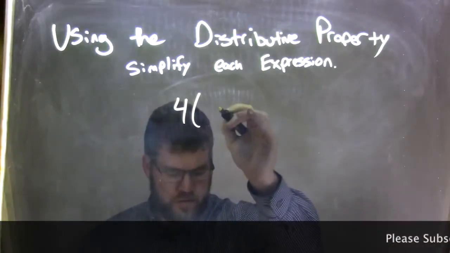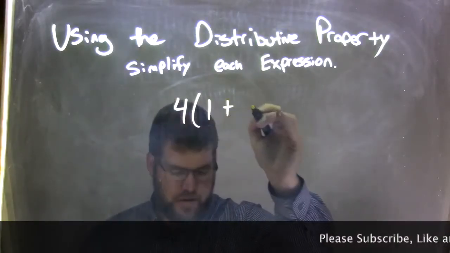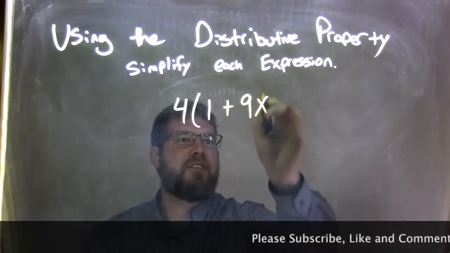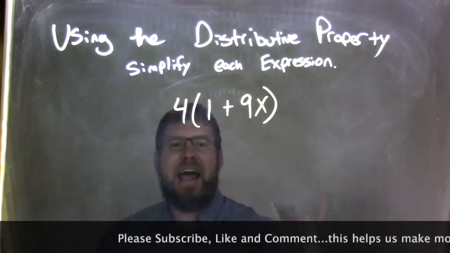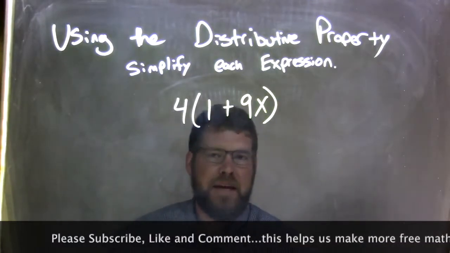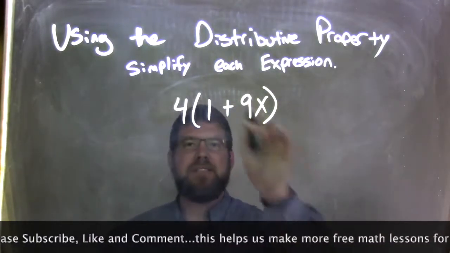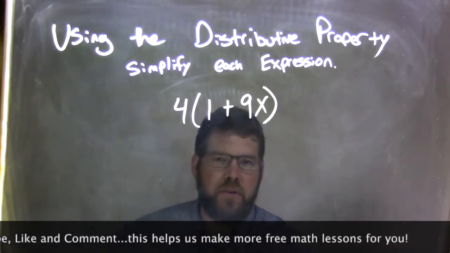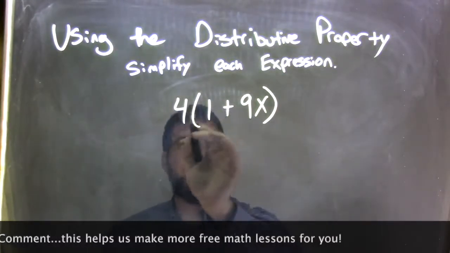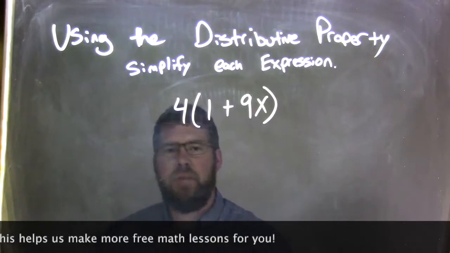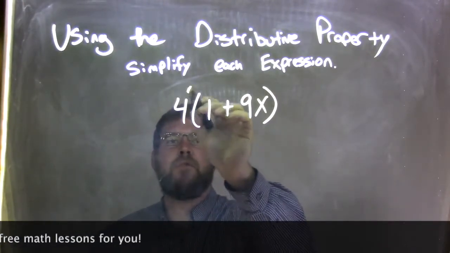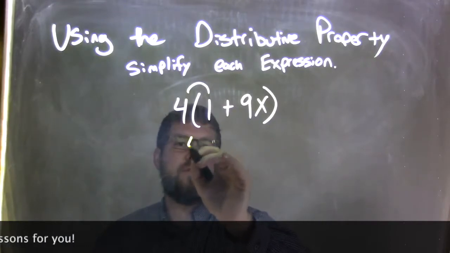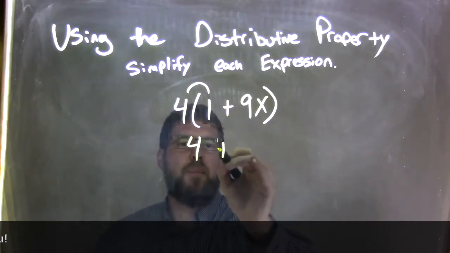4 times 1 plus 9x. Again, inside the parentheses, we know we cannot add those terms. They are not like terms. And order of operations says we have to deal with what's in the parentheses first. So now we have 4 times whatever is inside these parentheses. So 4 times 1, the first one, well, 4 times 1 is just 4. The parenthesis separates the two.